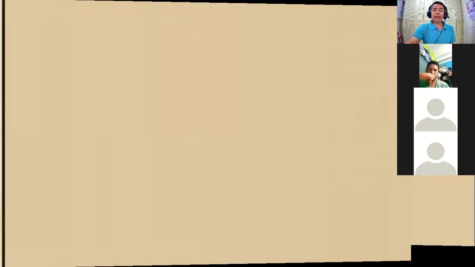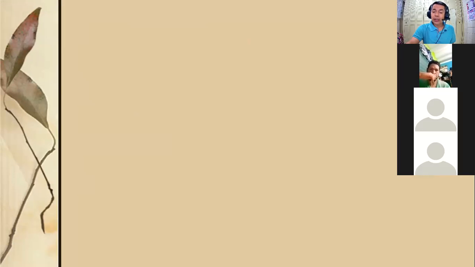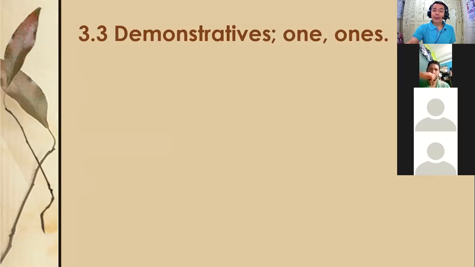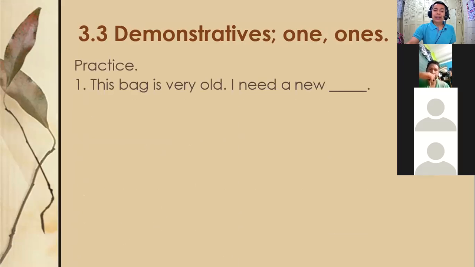Good. Now we're going to make a practice. Look, for example. This bag is very old. I need a new one or ones? One, right? Because it's singular. Esta cartera ya está bien viejita, right? Vamos al mismo tema de los zapatos, ¿verdad? Siempre. Por ahí veo un montón de carteras en mi casa, ¿verdad? Pero siempre necesita una nueva, ¿verdad? La mía tiene un montón de años, ¿ok? I don't need, but women say, I need a new one. Okay, I'm sorry, girls.